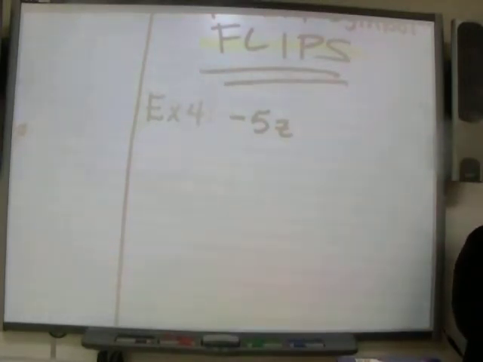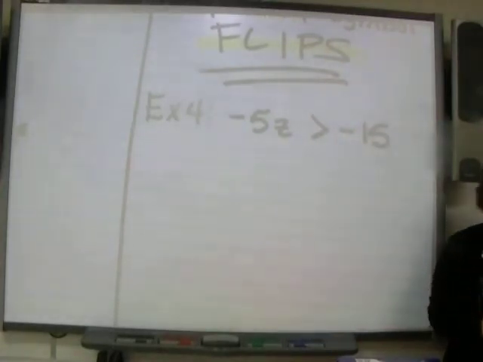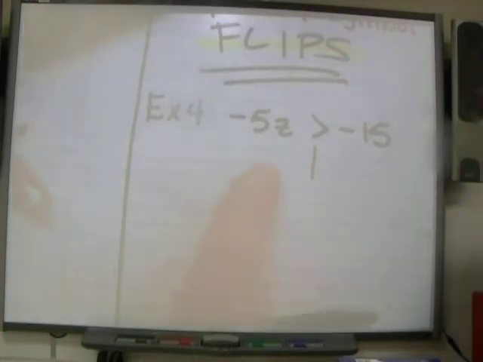Negative 5z is greater than negative 15. This would be our balance. What has been done to z? I have multiplied it by negative 5. What's the opposite of multiply? I'm going to divide by a negative 5. And just as soon as I write that I have to divide by a negative or multiply by a negative, I'm going to flip that sign.